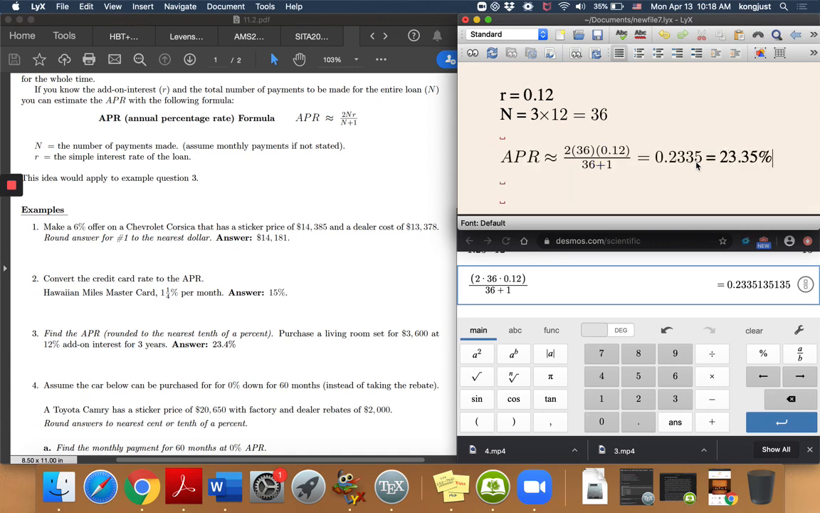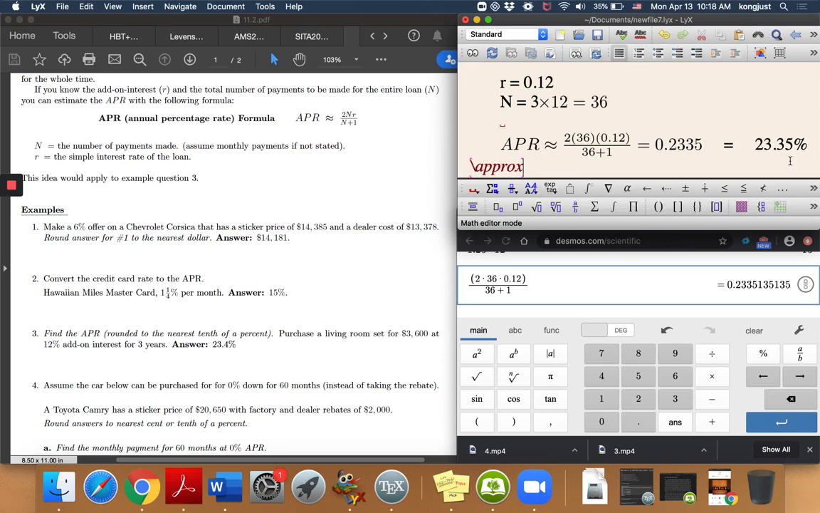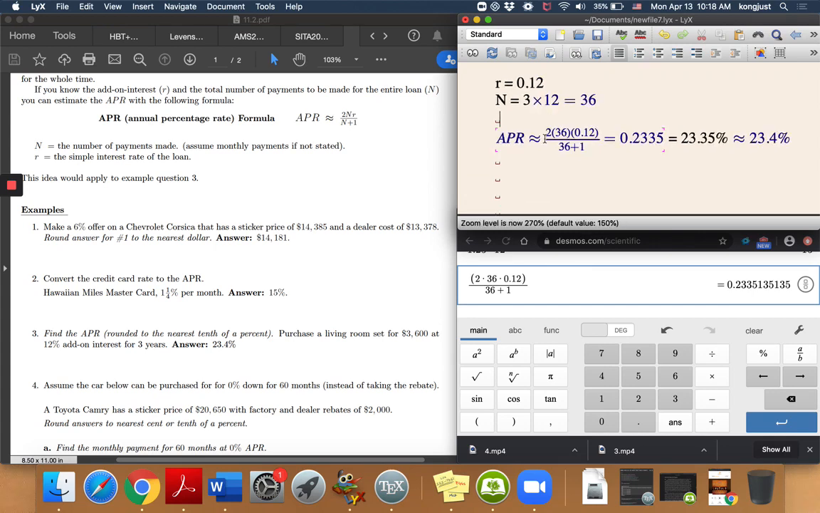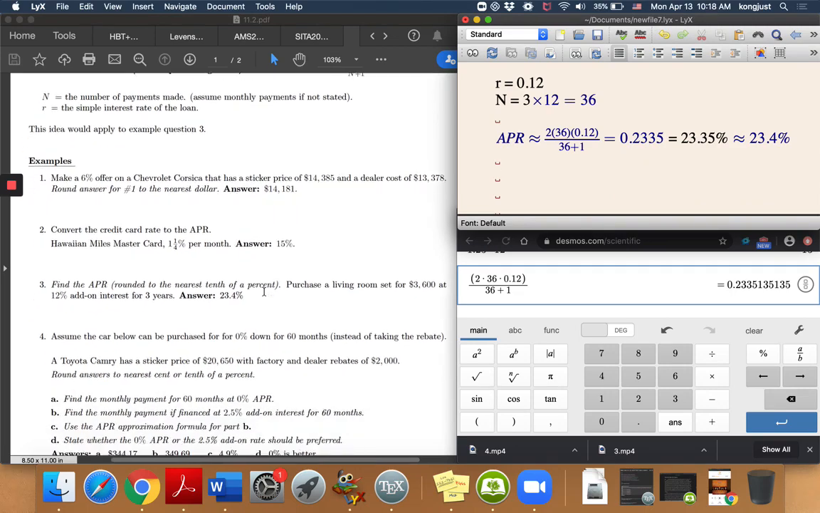23.35%, right? But it says to round to the nearest tenth of a percent. So this is approximately 23.4%. The nearest tenth of a percent. Let's shrink this down so it'll fit on one line. There we go. Okay, that's number 3.